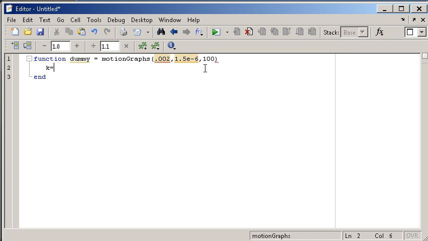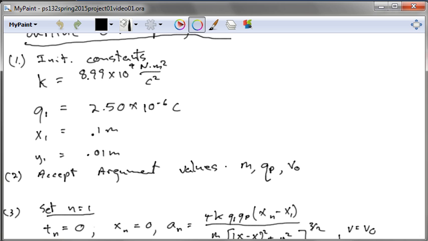K, the Coulomb constant, is 8.99 times 10 to the 9th newton meter squared per coulomb squared. Let's see what else I needed there. Q1, the charge of the victim, 2.5 times 10 to the minus 9, is 2.5 microcoulombs. X1 and Y1, 0.1 and 0.01 meters respectively.